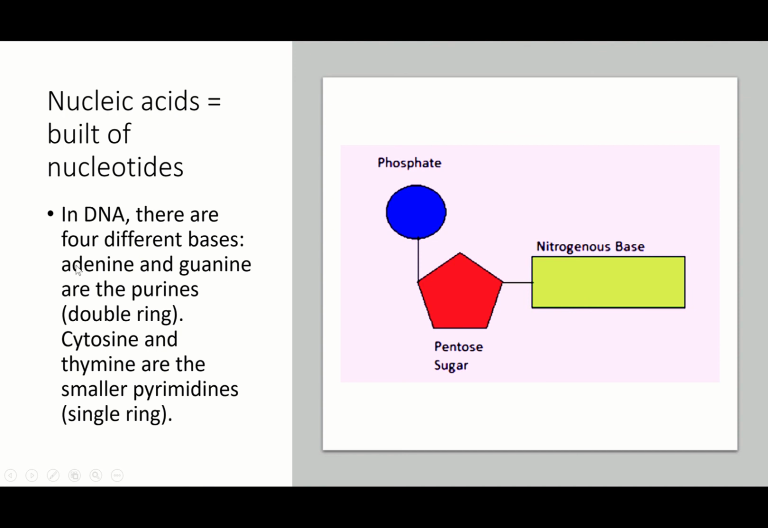A stands for adenine and G for guanine, and they are double ring, but we don't need to get into that right now. And there are cytosine and thymine, which are smaller pyrimidines, and they're single ring.